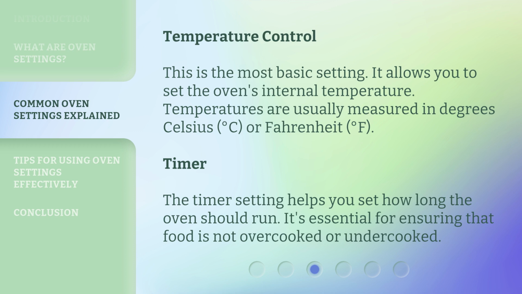Temperature control. This is the most basic setting. It allows you to set the oven's internal temperature. Temperatures are usually measured in degrees Celsius, degree C, or Fahrenheit, degree F. Timer. The timer setting helps you set how long the oven should run. It's essential for ensuring that food is not overcooked or undercooked.